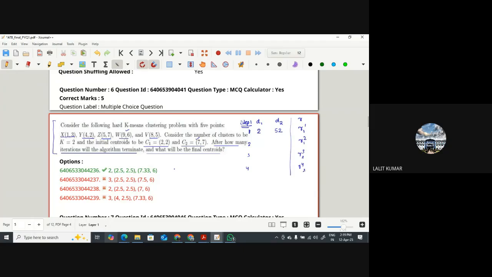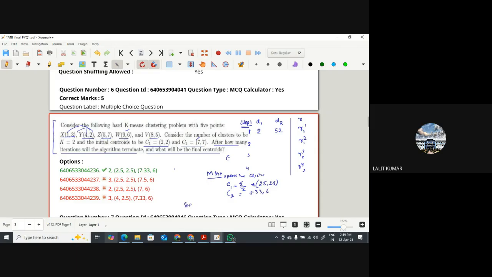Now in the second iteration, what it does, so this is the E step. And in the M step, what happens is you update the cluster. So now cluster 1 will become the summation of points 1 and 2 divided by 2. So this will become 1, 4, 5, 3, 2, 5. So this will become 2.5 and 2.5. And cluster 2 will become 7.33 and 6.